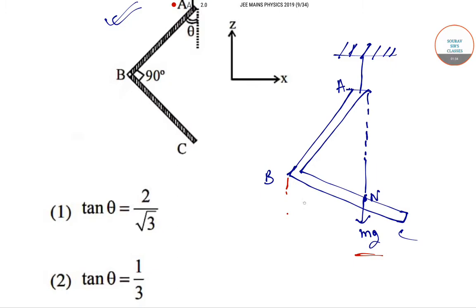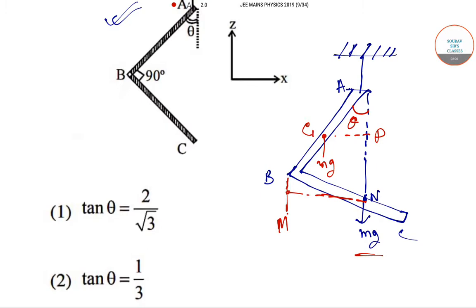And here this is mg, and let us suppose this is capital M. This is capital M, and here also the weight of this portion is acting downward, and the weight of this portion is acting in this direction. And let us suppose this point is P and this angle is theta.